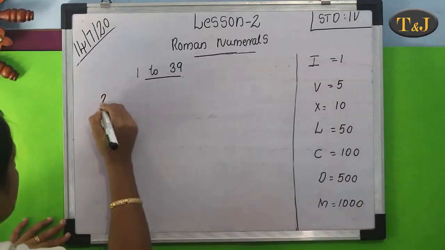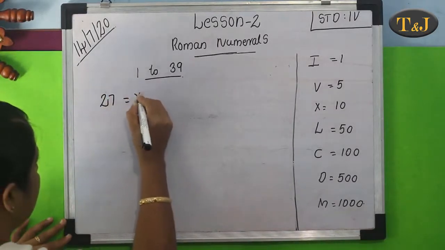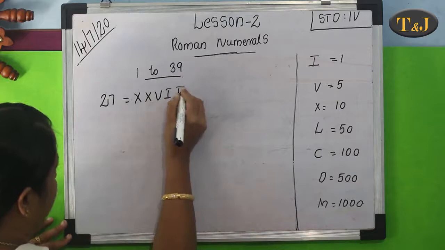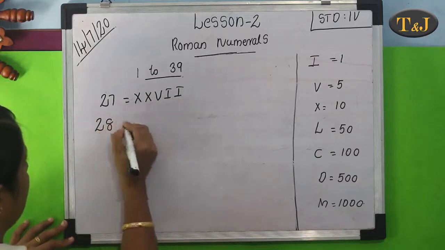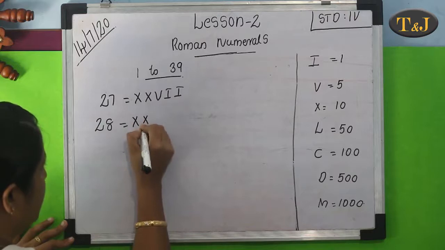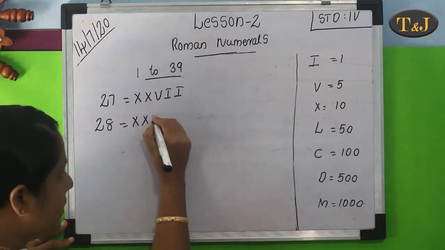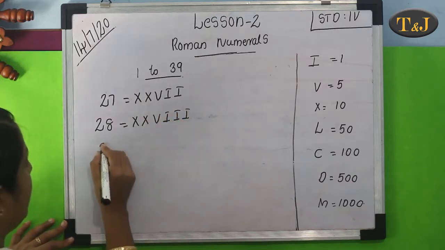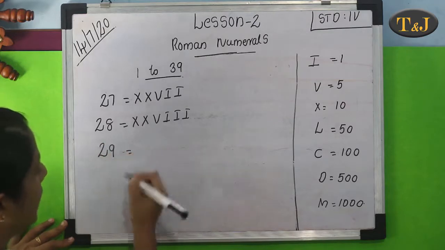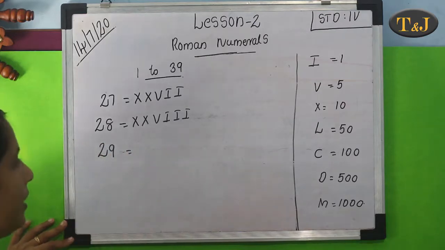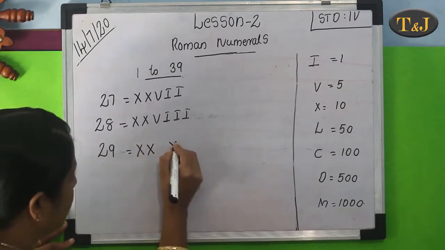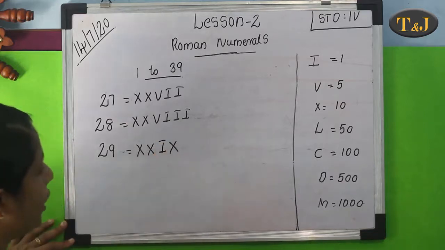Next we want the number 27, that is 20 plus 7, then XX as 20, then 7 equals VII, 27. Then 28, 20 plus 8, XX as 20, then how can we write the number 8? VIII, that is 28. Next we want the number 29, then how can we write the number 29? 20 plus 9 equals 29, that is 20 equals XX, then 9 equals X minus I, that is 10 minus 1 equals 9, that is I subtracted from X.